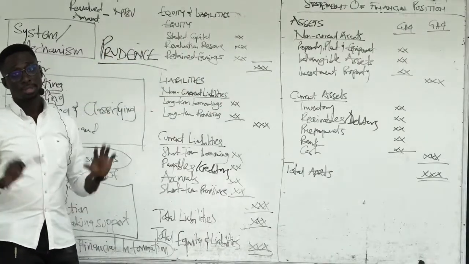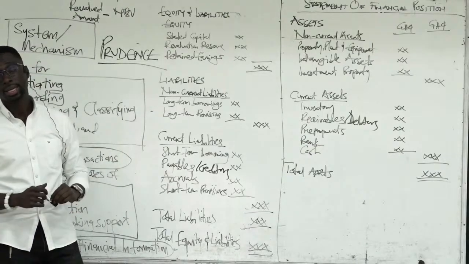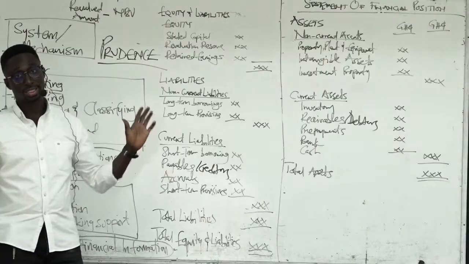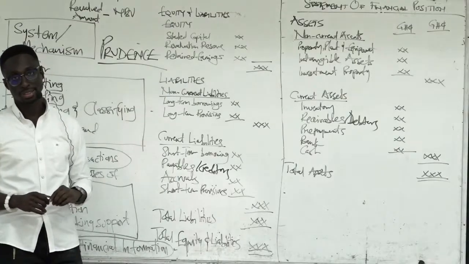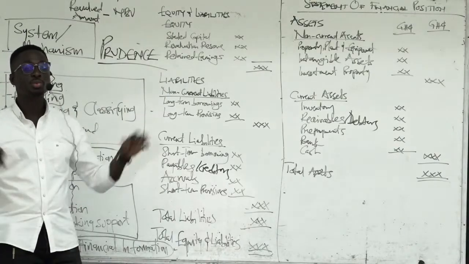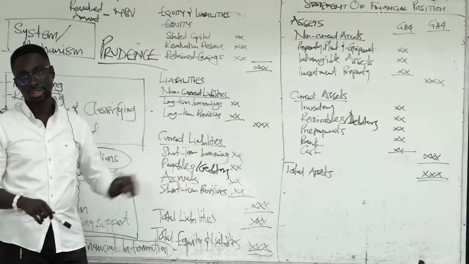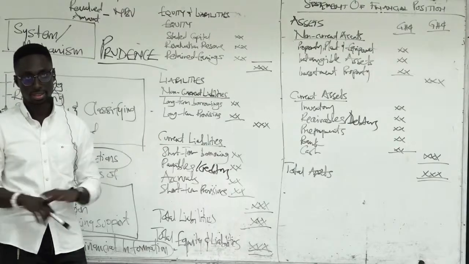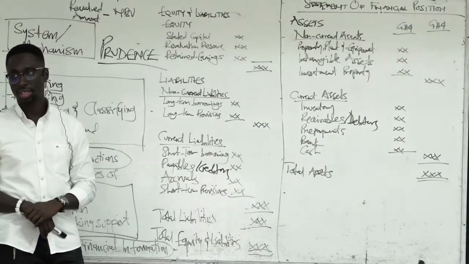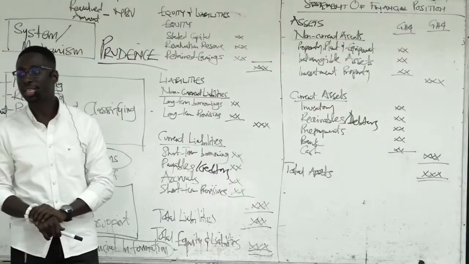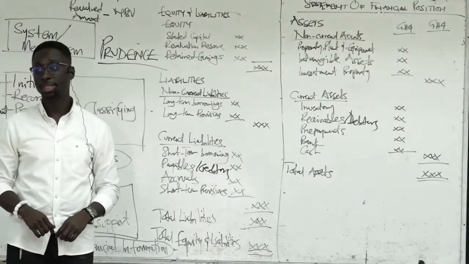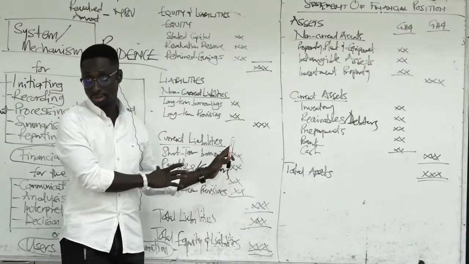People of God, let me say this. The statement of financial position is the same as the balance sheet. So if you are wondering when we will get to the balance sheet, this is the balance sheet. So that's it. If you go into the question and it says, prepare the balance sheet for ABC Company Limited, it is the same thing.